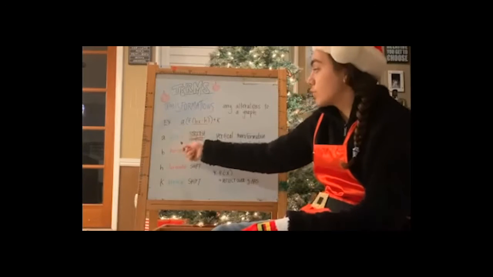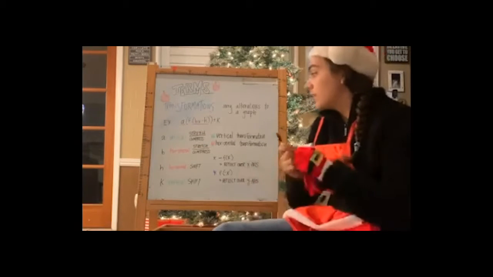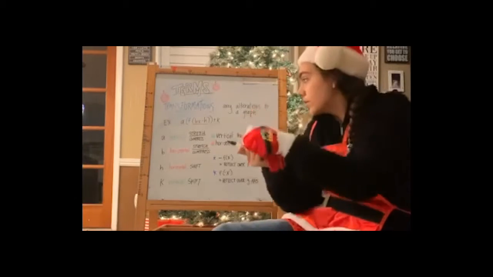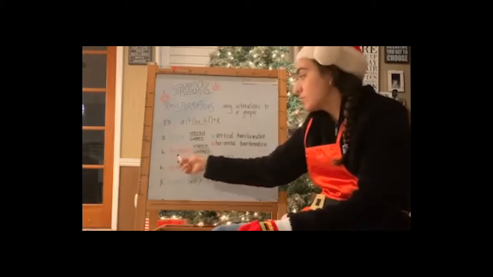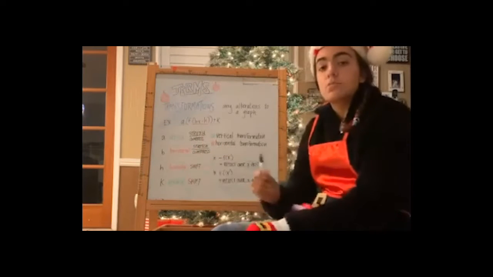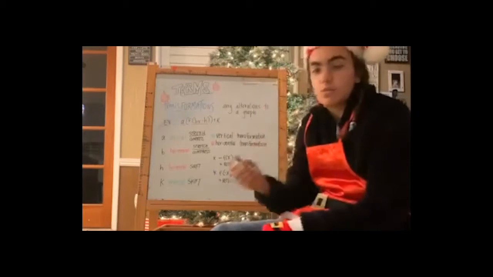So a is a vertical stretch or compression. That basically means it's going to make the graph bigger or smaller on the vertical axis, and that's going to be the x-axis. Next we have b, which is a horizontal stretch or compression. That's going to move the graph bigger or smaller this way, up and down, because it's the y-axis.